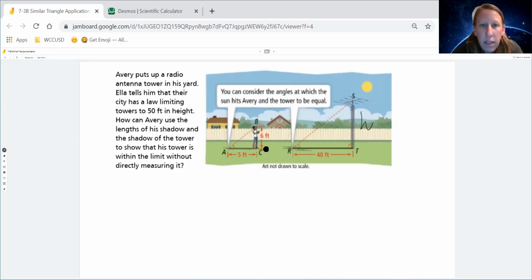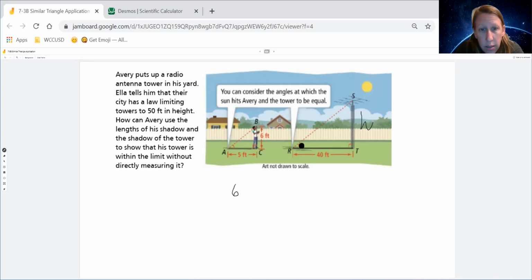We have the angle of both Avery and his radio tower are perpendicular to the ground, so the right angles are there. We also have, they put the angle here, which is fine. The angle from the sun shining is going to create equal angles at the bottom there too. So I'm going to do it this way.